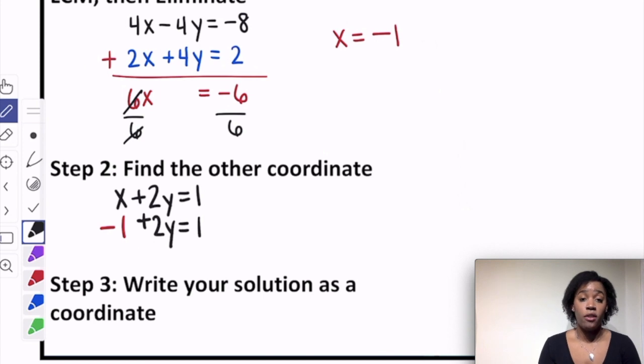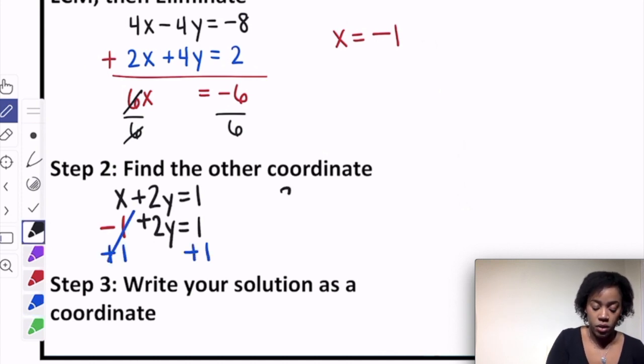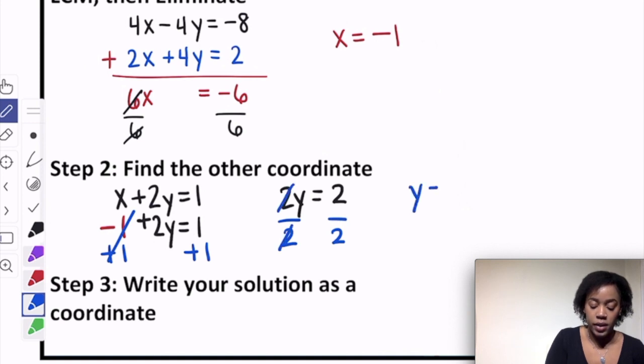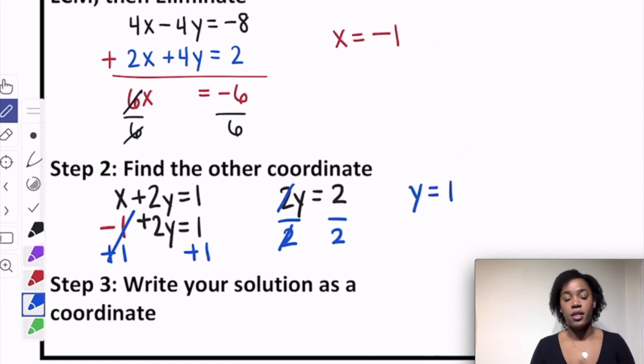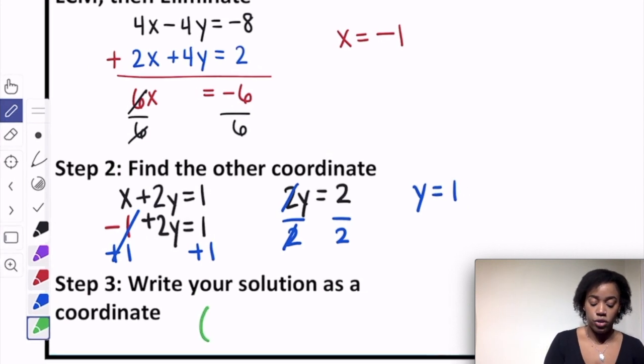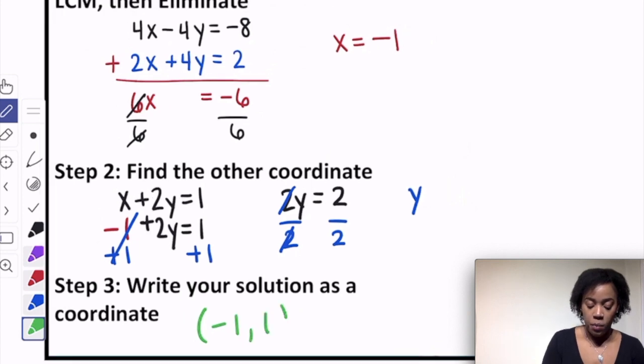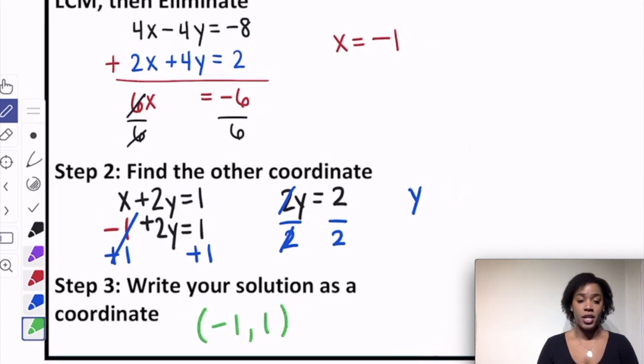And now I can solve this new equation in order to find y. So I'm going to add 1 to both sides, and then divide both sides by 2 to isolate y, and I'll find that y equals 1. So then the last step is to just write your solution as a coordinate. So x is negative 1, y is 1, and that's my final answer.